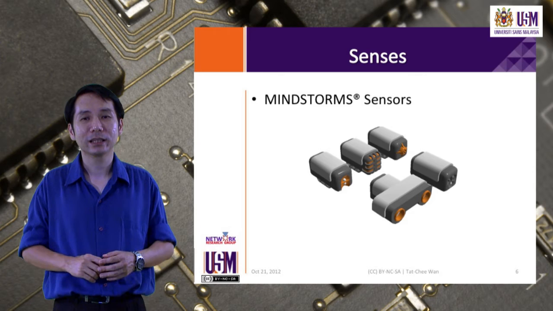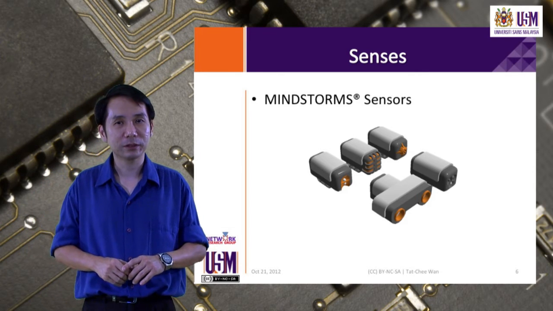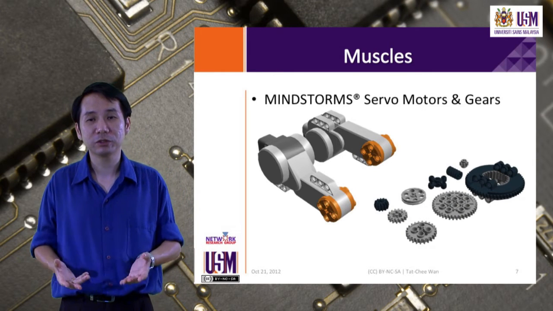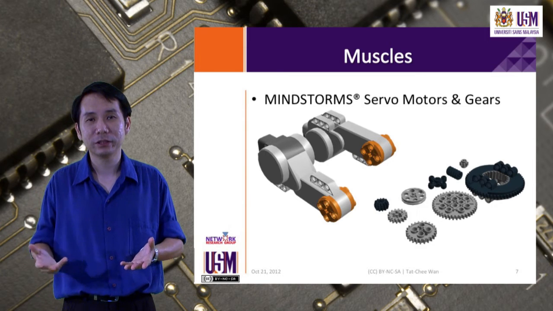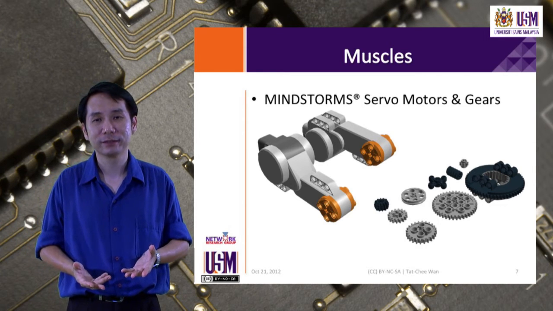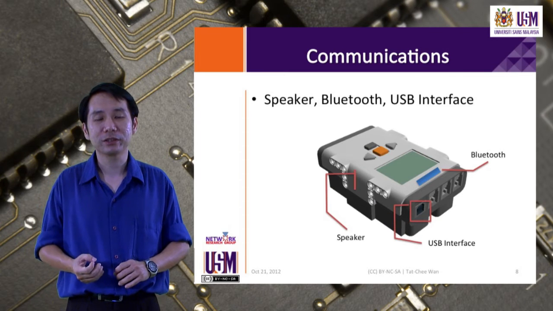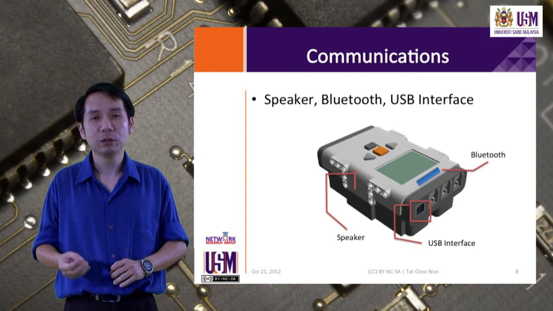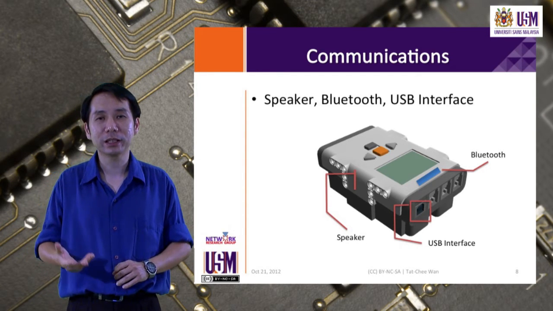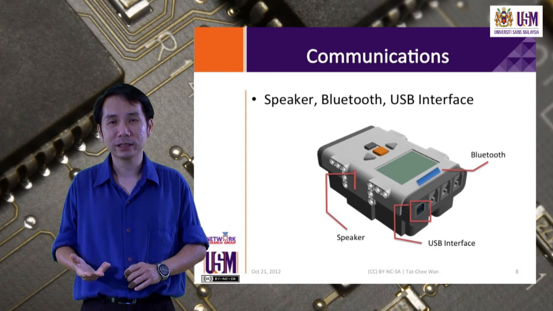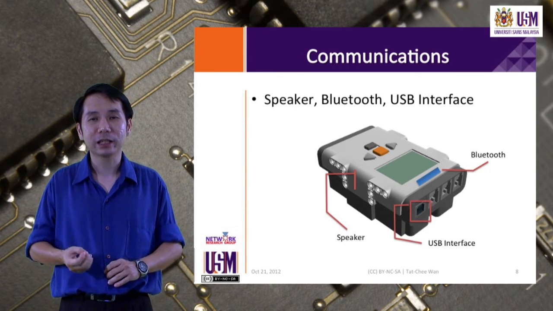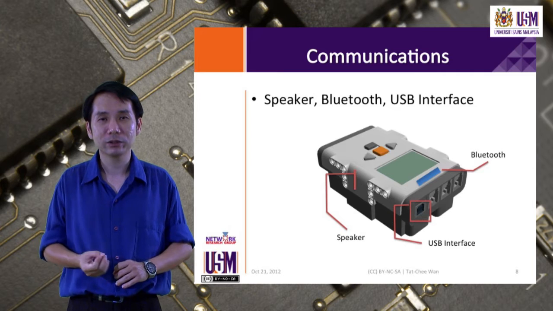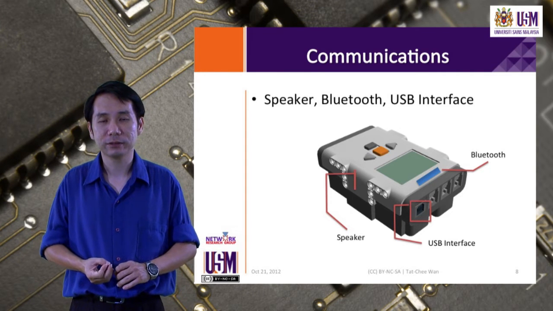Now the MINDSTORMS sensors are used to sense the environment as well as provide inputs to the robot, while the muscles are made out of servo motors and gears that drive the various limbs and other attachments of the robot. Finally, for communications, we have things like the speaker that generates audio or sound, Bluetooth that allows us to communicate remotely through the wireless interface, as well as the USB cable interface that allows us to connect to the computer for downloading and accessing the NXT itself.